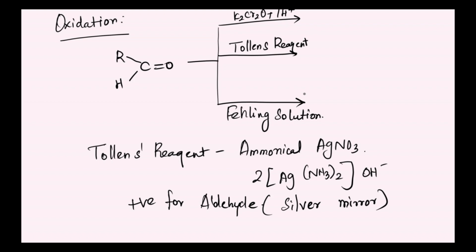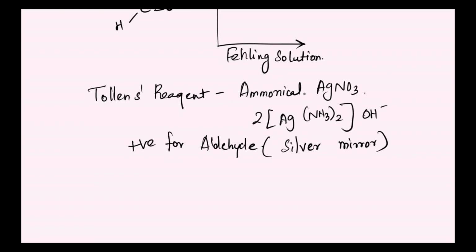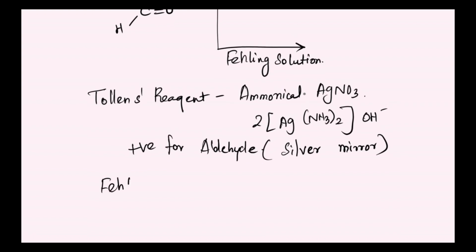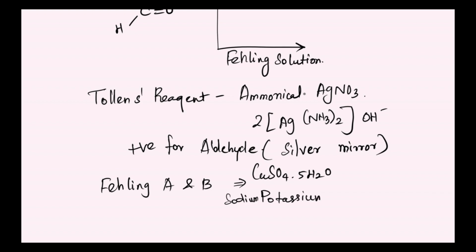Okay, so what about Fehling's solution? Fehling's solution, we have as two parts, Fehling A and Fehling B. One is copper sulfate pentahydrate, copper sulfate solution. Another one is sodium potassium tartrate. You can use this whenever the examiner is asking questions in your practicals as well. Okay, so sodium potassium tartrate, Fehling B, and Fehling A, which is copper sulfate.